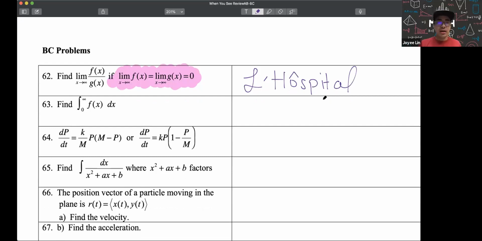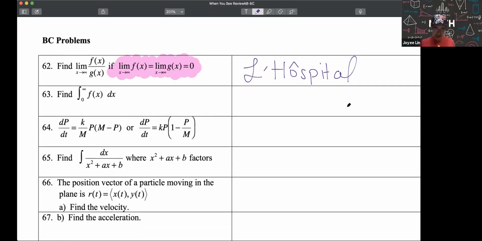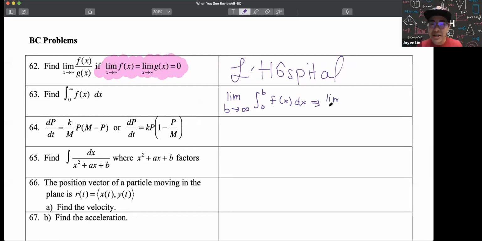What are you supposed to do for improper integrals? Limit as b, or some other letter, approaches infinity of the integral from 0 to b of f of x dx. Then your next step is to write out the limit as b approaches infinity of big F of b minus big F of 0. If you do not do this limit notation, you will be docked.